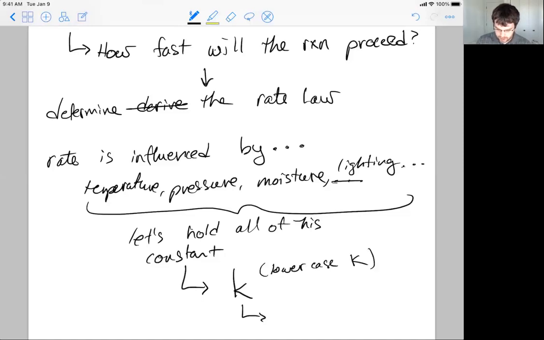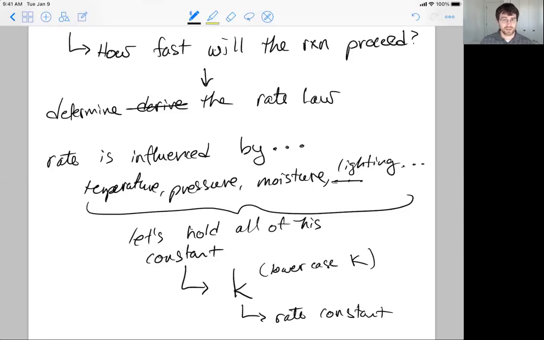And little k is our rate constant. It's some number. That number changes depending on what type of experiment you're doing, so it's not important what the number is. Let's just recognize that there are so many things that can influence how fast or slow a reaction proceeds. A lot of those things we can actually hold constant.